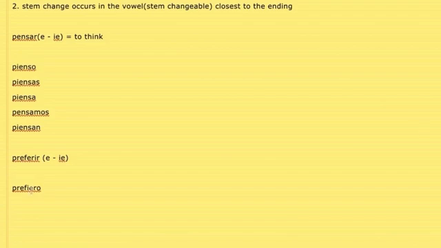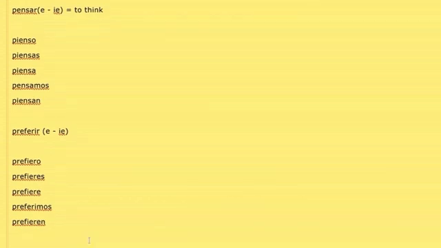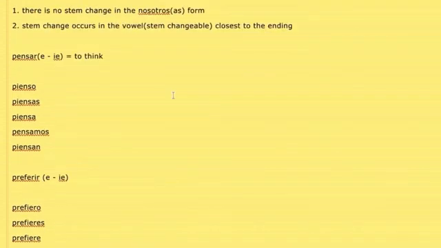So it's prefiero, prefieres, prefiere, preferimos. You can see it's not prefierimos, it's just preferimos, because it's nosotros, so it's going to be no stem change. And then finally, prefieren. So it's going to work the exact same. Pretty much every stem change works like this, at least with the present tense stem changers.